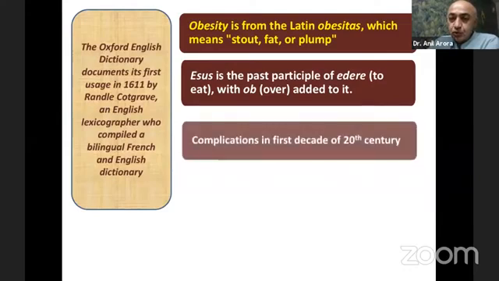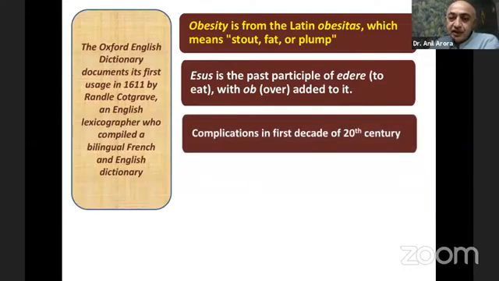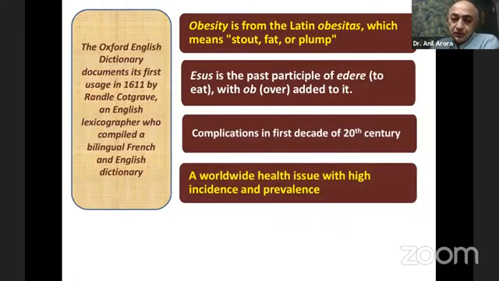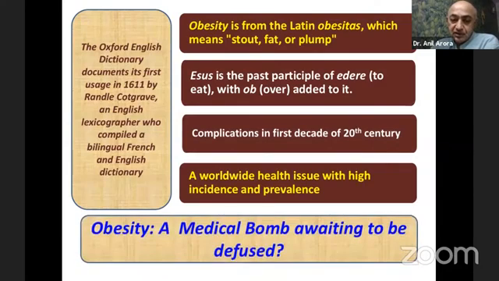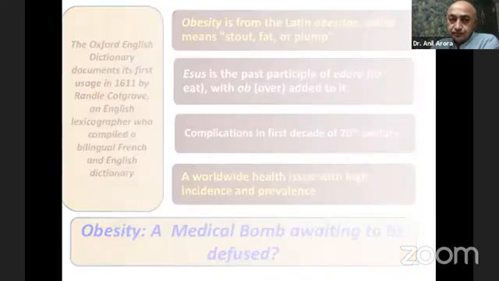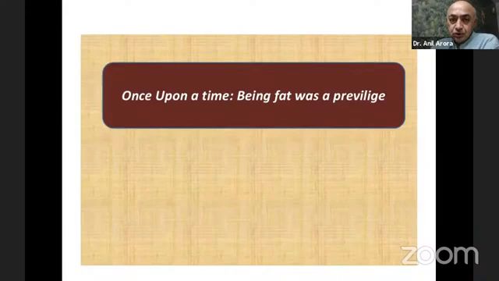That means overeating. But surprisingly, it took us almost 500 years to understand that overeating may be a problem. Only today do we realize that it has become a worldwide health issue with high incidence and prevalence. Today we believe that obesity is a medical bomb which is waiting to be defused. So let's start with the first question.